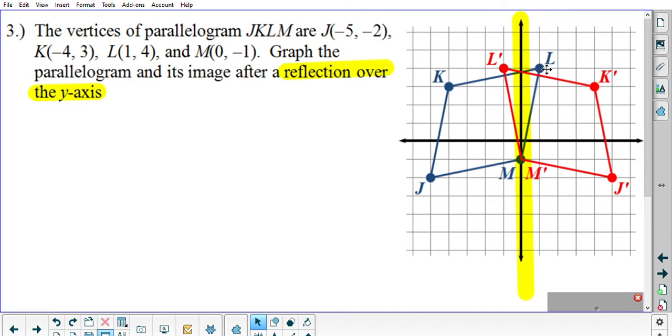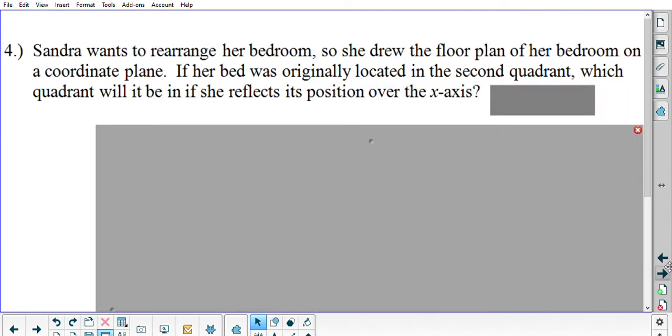L, instead of going to the right, is now going to the left. K now will go to the right for K prime, and J, instead of going left, we're now going right for J prime, and then you can see how that parallelogram looks. Again, it's a mirror image of what it used to be. That's how reflections work. All right, problem number 4.